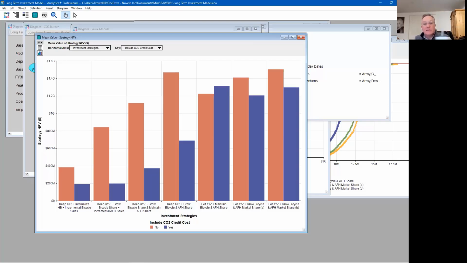I'll take any other questions or comments? Maybe even not so much about this particular model and what it was trying to accomplish, but about Analytica in general.